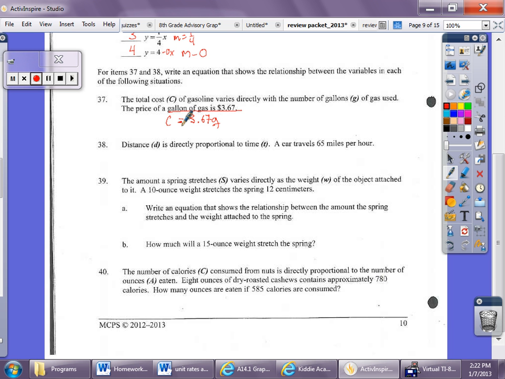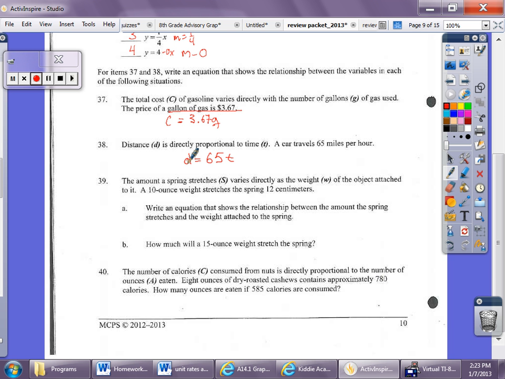Number 38, distance is proportional to time. A car travels 65 miles per hour. Well, our distance is proportional to time, so it's going to be 65 miles per hour. However long we drive, we multiply that time by 65, and that'll give us our distance.